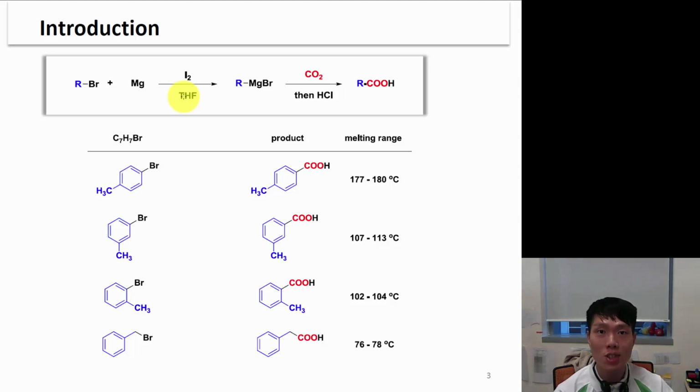And the second part of this experiment is to add your electrophile, in this case carbon dioxide, in the form of dry ice. And after which, at the end of the reaction, you protonate it using the acid to get back your carboxylic acid.